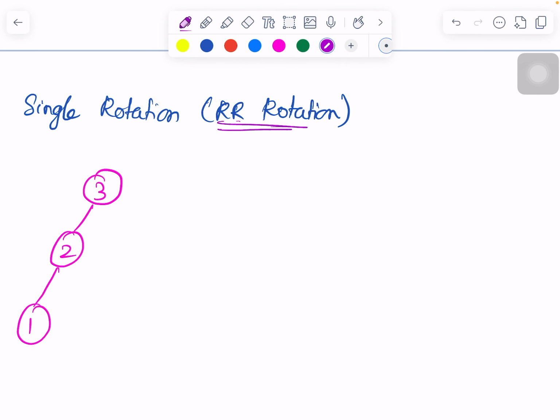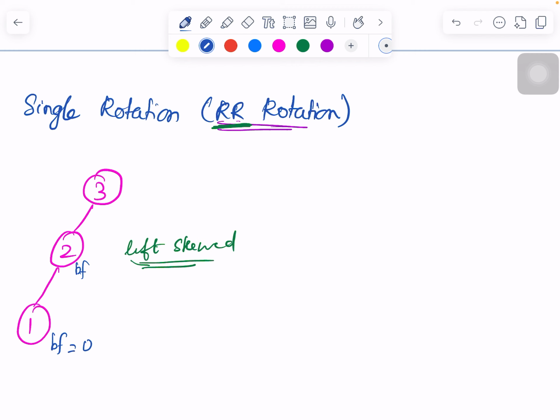So in RR rotation, if the tree is left skewed, then you can remember the opposite of this, RR. If it is left skewed, all the nodes are towards the left, so we call it left skewed. Now, before making the rotation, let us find out the balancing factor. What's the balancing factor for node 1? Node 1, it is 0.